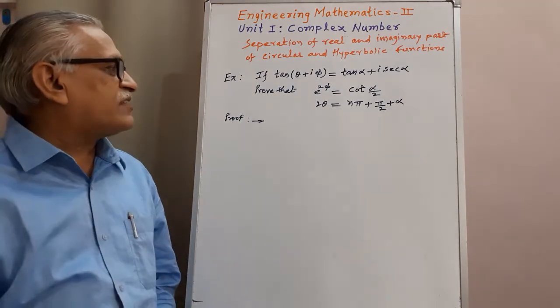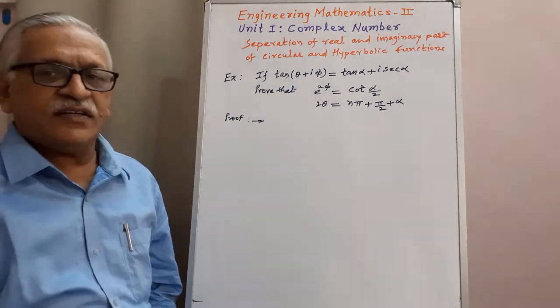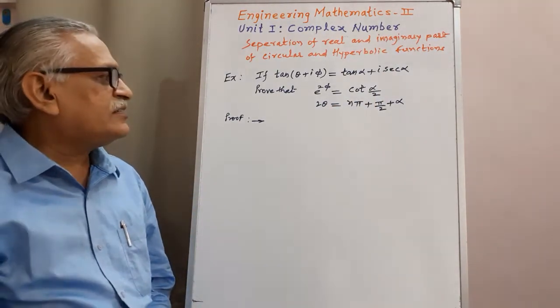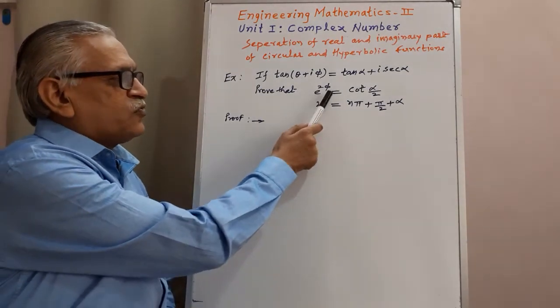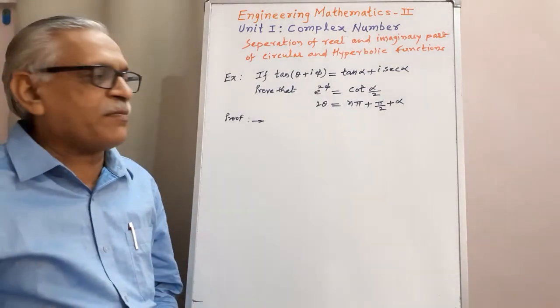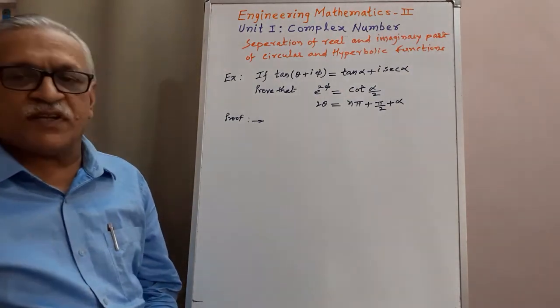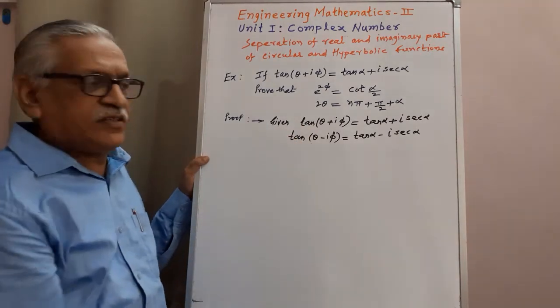Let us see the example. If tan of theta plus i phi is equal to tan alpha plus i secant alpha, then prove two results. First one, e raised to 2 phi is equal to cot of alpha by 2, and 2 theta is equal to n pi plus pi by 2 plus alpha. To prove this, we take the help of the given information.